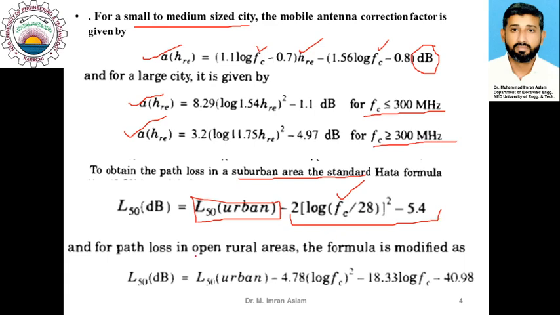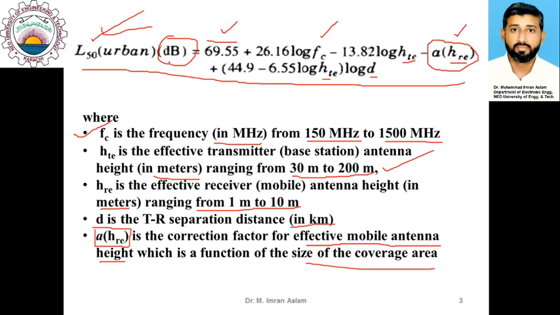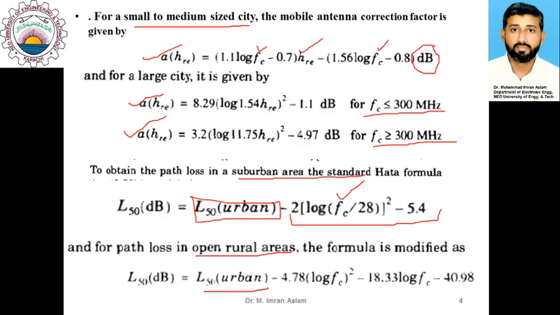Similarly, if you have an open or rural environment, open areas, again we would be needing some correction factor to the urban area path loss formula. So this first part is actually the urban area path loss, which will be calculated by the standard Hata model, and the rest of the part is actually the correction factor, which is applied whenever we are working in open rural areas. So for open rural areas, you can see that this correction is again dependent on the operating frequency.